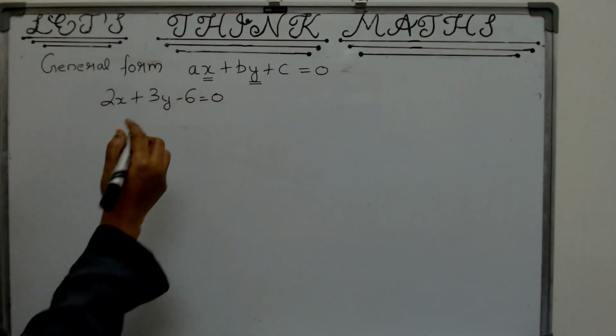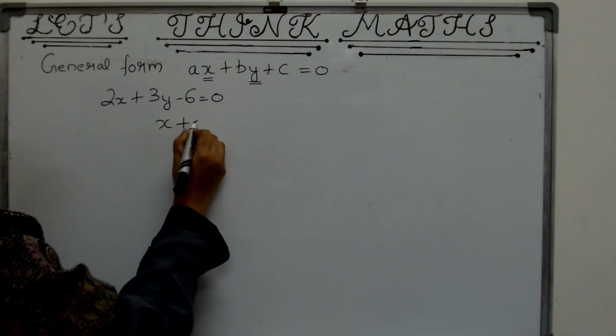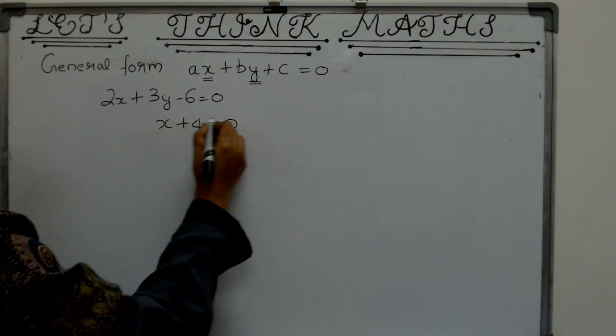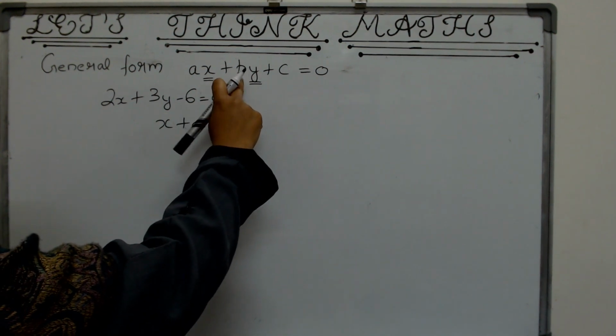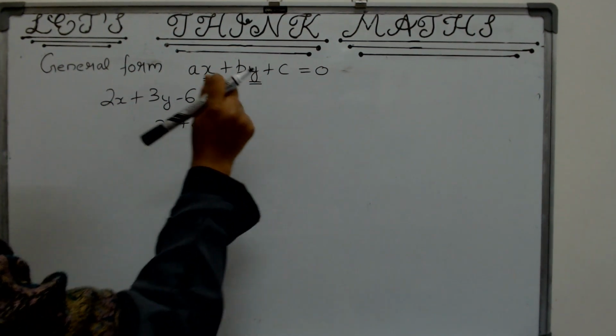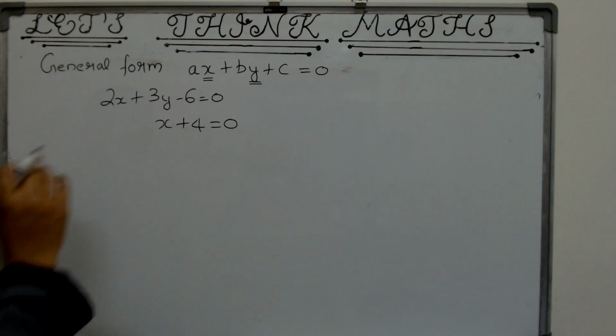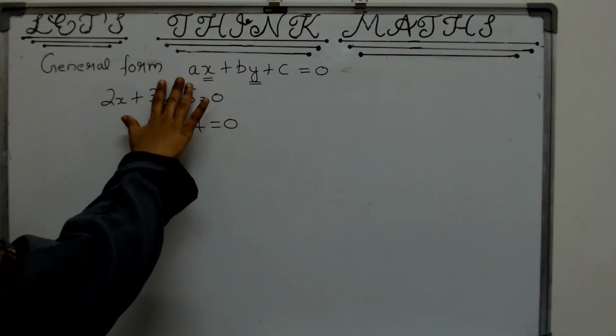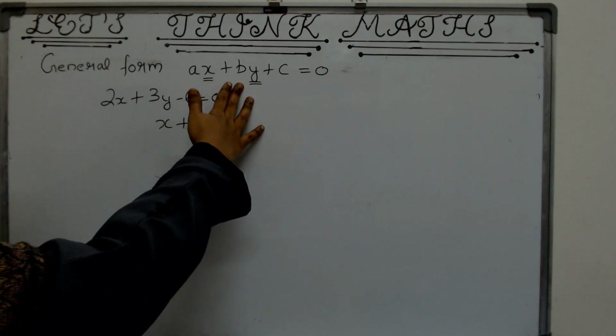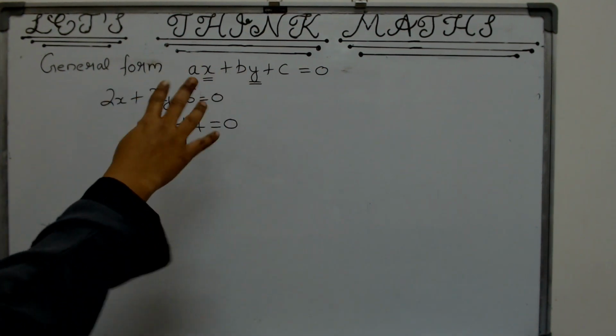This is a line. x plus 4 is equal to 0. This is a line. What happened to the y? We took b to be 0. That is why we do not have a y coordinate here. This brings us to a very important point. a can be 0 or b can be 0, but both of them together cannot be 0.